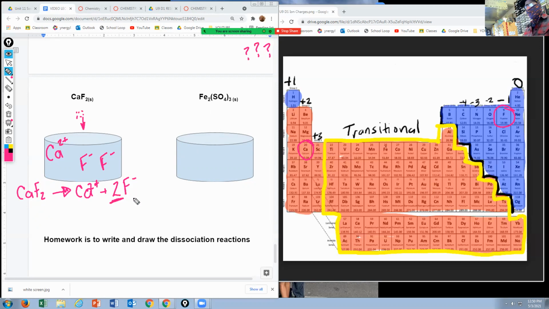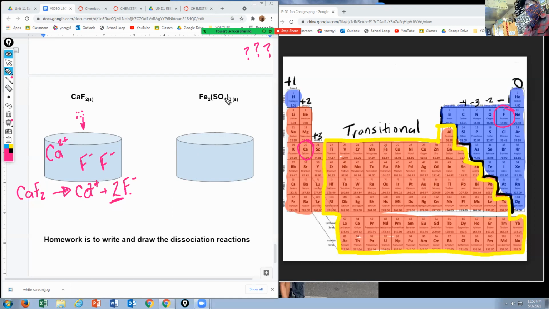We do not, ladies and gentlemen, have an F2 in solution. These break apart into their own pieces. Do not, ladies and gentlemen, do that. That is bad. It's a no-no. All right, so let's take a look at this next one. A little more difficult, ladies and gentlemen.